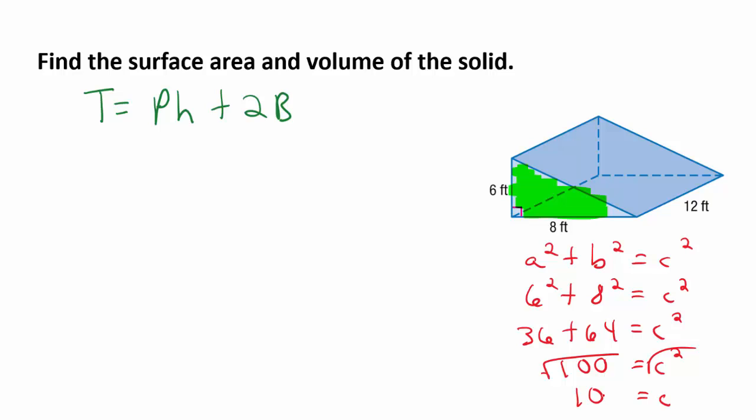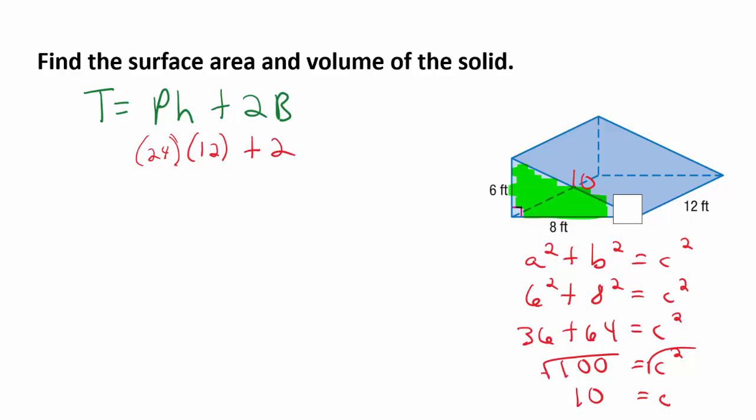So now, if we add up 8, 6, and 10, our perimeter is going to be 24. Let's try that again. 24. We've got our height of the solid, which is 12, plus 2 times the area of the base.